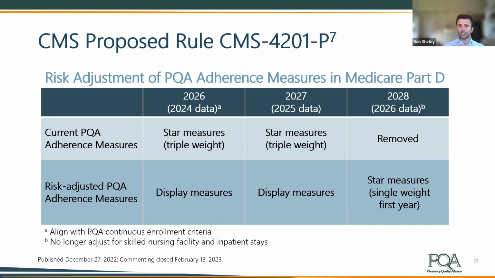The updated, and I guess when I say updated, I mean the risk adjusted adherence measures, those ones with SDS risk adjustment would go onto the display page for 2 years, for 2026 and 27. This is very standard for CMS's process to have new star candidates go through the display page, learn about its performance, give plans a chance to get their bearings. And then ultimately 2028 would be the year when the hinge sort of swings, and the adjusted measures would go into the star ratings. As their first year, they would be single weighted, and the current adherence measures, the non-risk adjusted versions, would then be sunsetted out of the program.